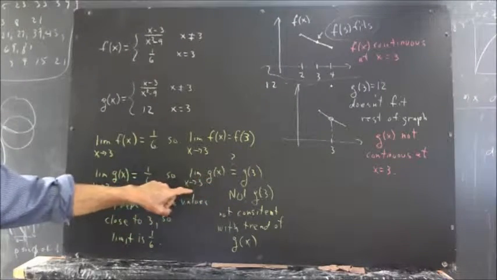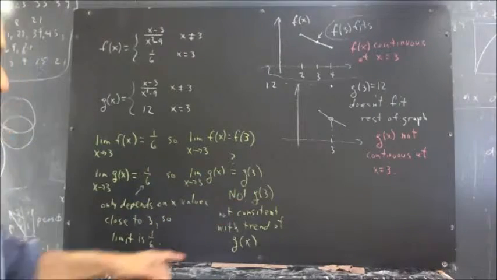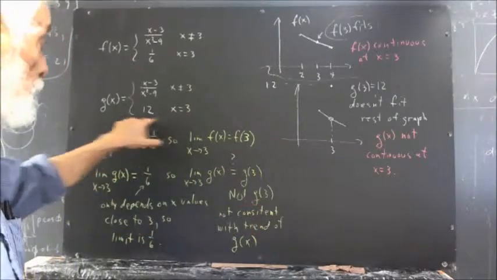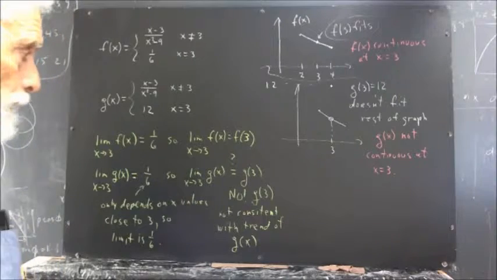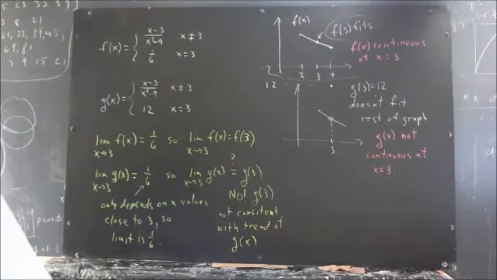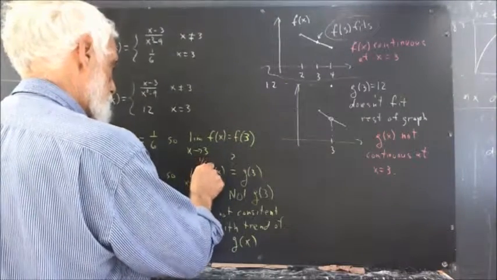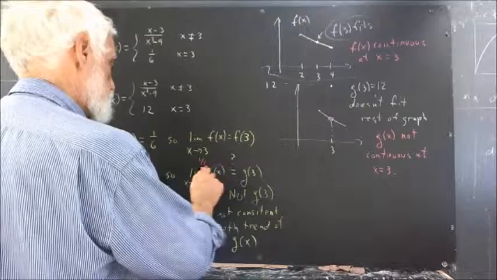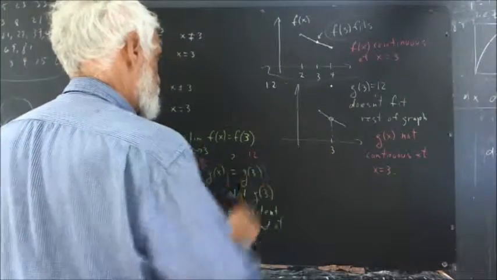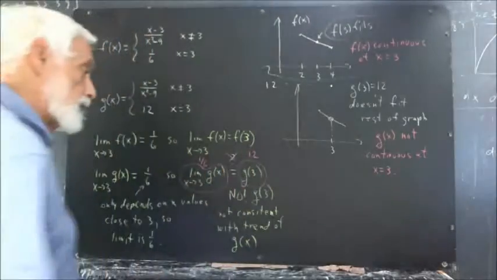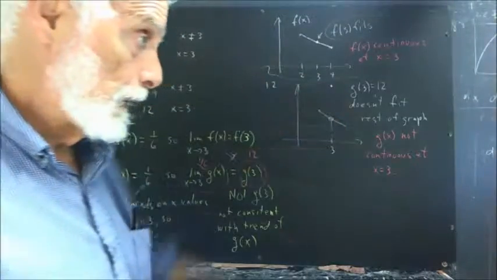Now we can ask, is the limit as x goes to 3 of g of x equal to g of 3? No, because g of 3 is 12. G of 3 is not consistent with the trend of g of x. The limit as x goes to 3 of g of x is 1/6, and g of 3 is 12. So they're clearly not equal, and that's reflected in this behavior.